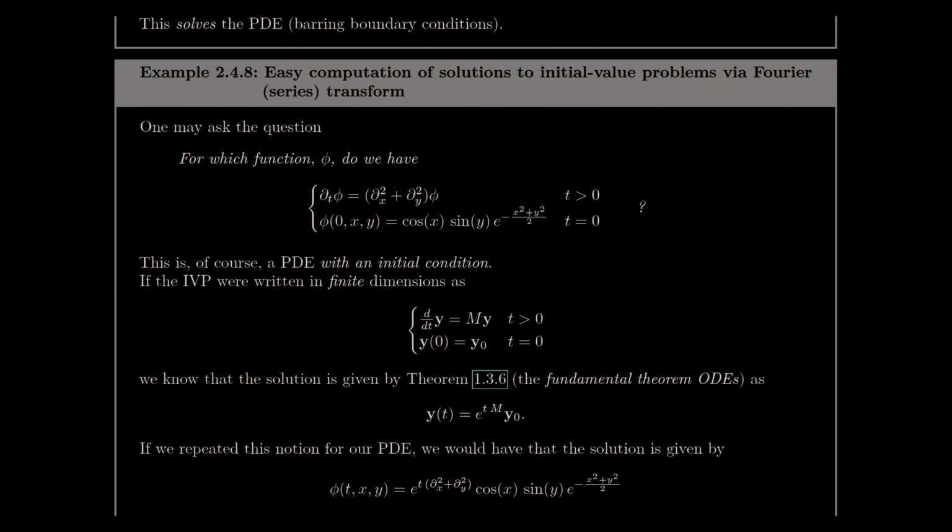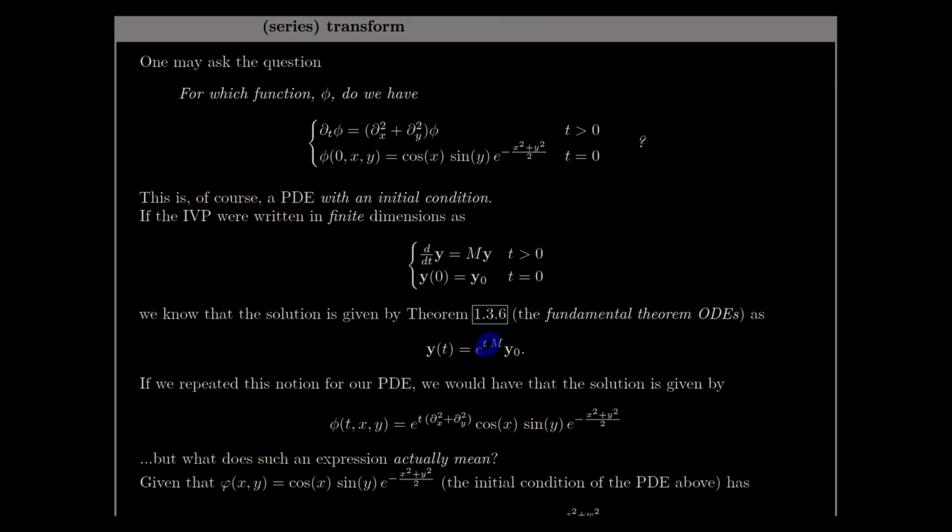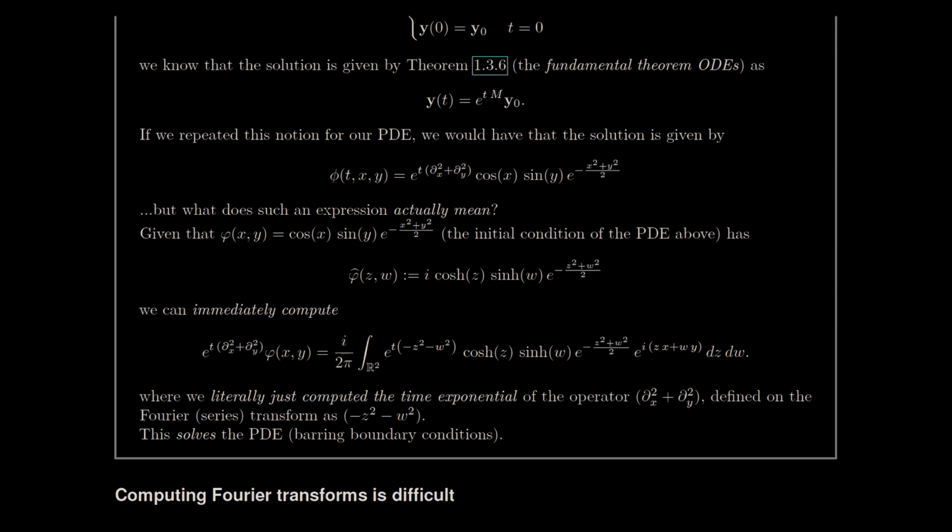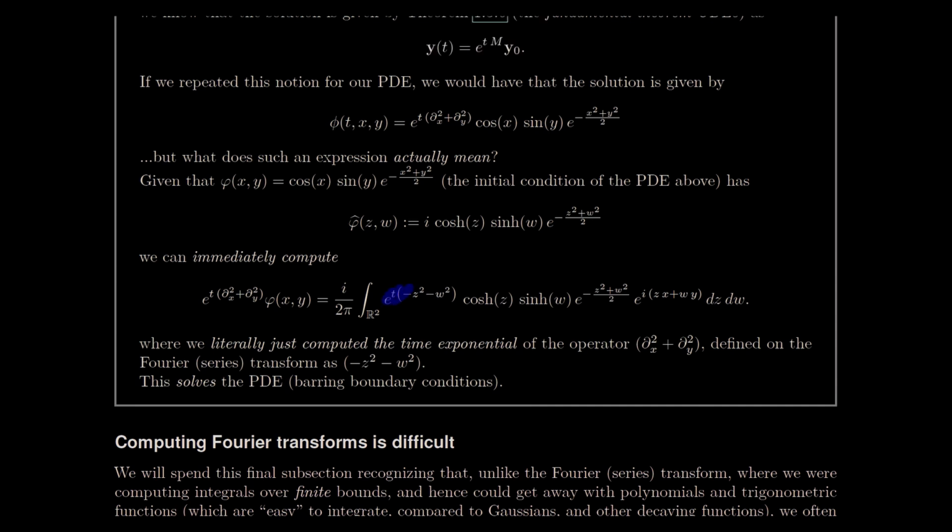And once again, just like before, we can do the same thing with exponentials. Imagine if I wanted to exponentiate dx squared plus dy squared. This doesn't really make any sense until you send yourself into Fourier space. And once you send yourself into Fourier space, what is dx squared in Fourier space? It's just negative z squared. dy squared is negative w squared. And so you know exactly how to take that exponential.